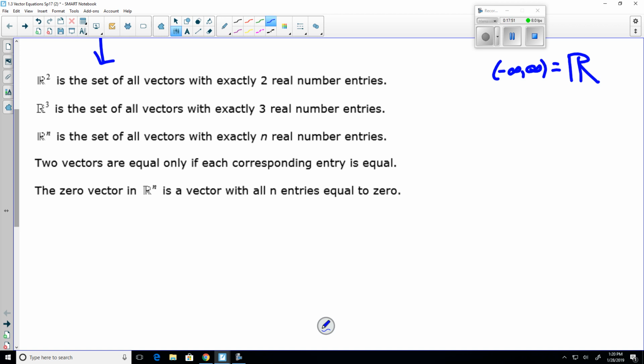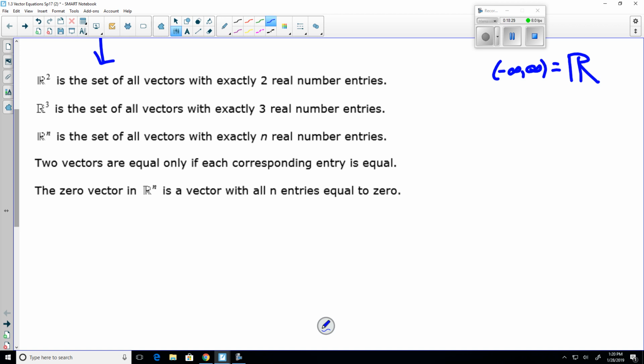And R100, you can't graph it. You can't even imagine what it would look like, right? Our brains just won't do it. Don't try too hard. You might hurt yourself. You can't go past R3 in terms of graphing things, right? And even R3 is difficult to graph unless you have software. So Rn is the set of all vectors with exactly n real number entries. So they're sets of vectors. They're sets that contain all of the vectors possible that are a particular size.